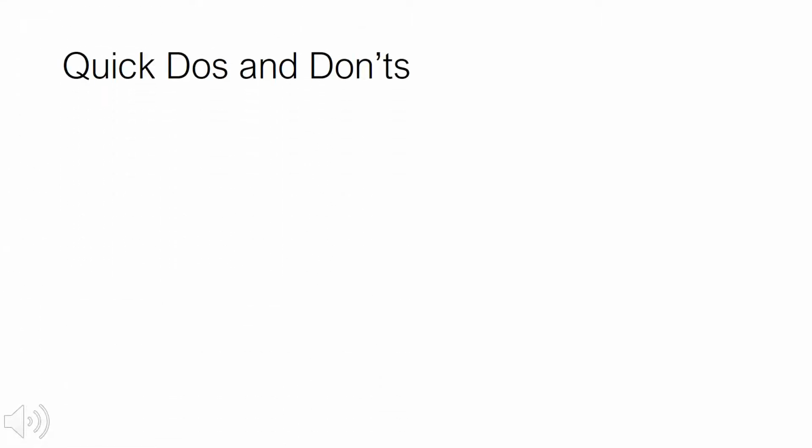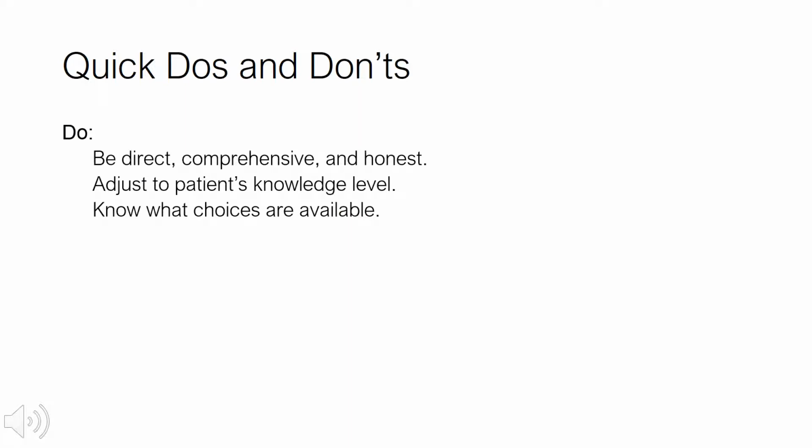To guide that code status discussion, here are a few quick do's and don'ts. Do be direct, comprehensive, and honest. Adjust the information and the discussion to a patient's knowledge level, and know what choices are available, particularly at your institution or in your area.